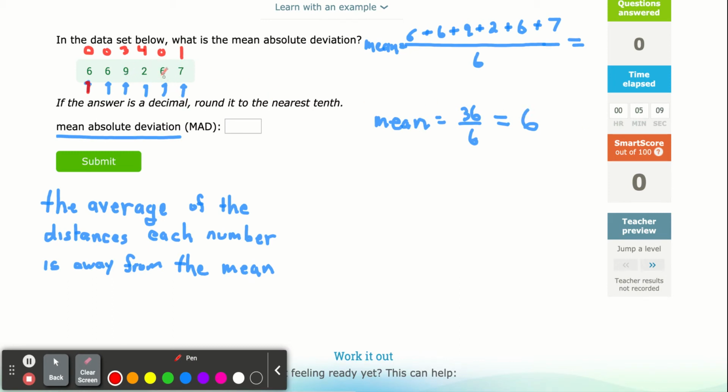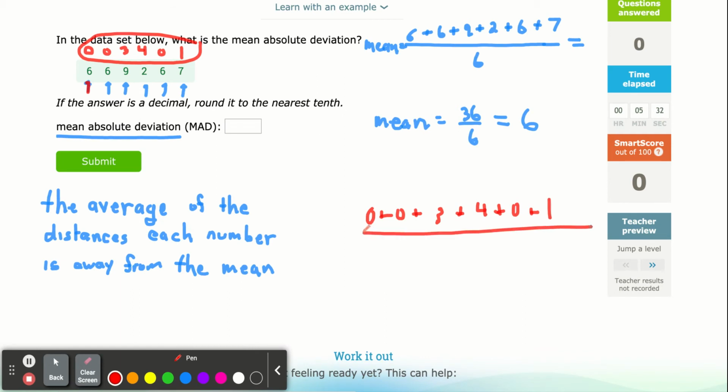Now I want to emphasize that I don't worry about positives and negatives. 9 is above 6, 2 is below 6, but I still just count them as a positive 3 and a positive 4 units away. Now what I do is I find the average of these. So I add up the 0, and yes, I add those in, 3, 4, another 0, and a 1, and I divide by how many there are. I'm just finding the average of those distances.